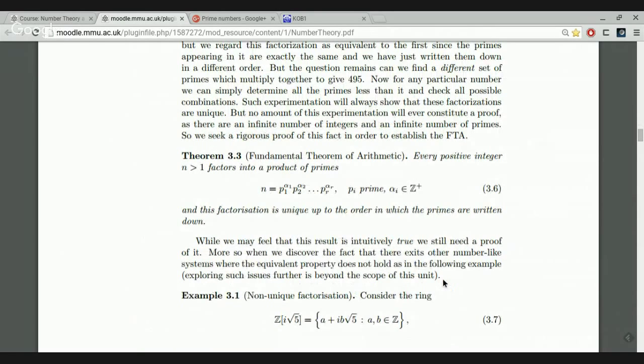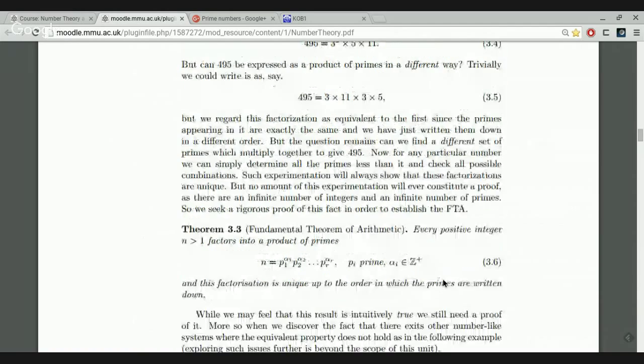The Fundamental Theorem of Arithmetic, theorem 3.3, says that every positive integer factors into a product of primes. And moreover, the crucial part is this factorization is unique. You might write the product by reordering everything, but essentially it's unique. There's just one set of primes with multiplicities which divide the integer n, and n is a product of those primes, a product of those prime powers. And there's no other way to express n as a product of a different set of primes. That's the Fundamental Theorem of Arithmetic.